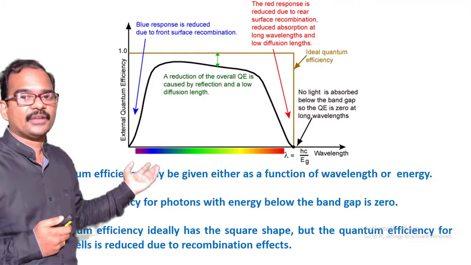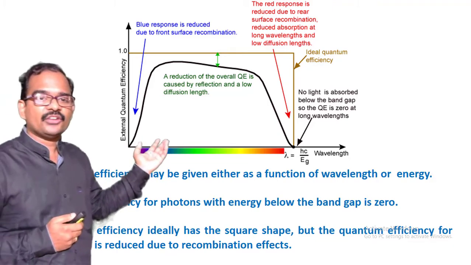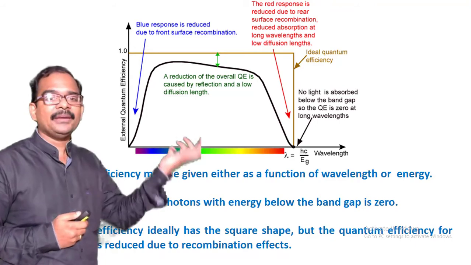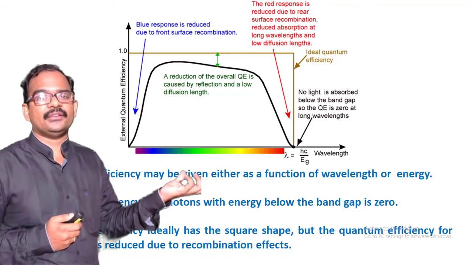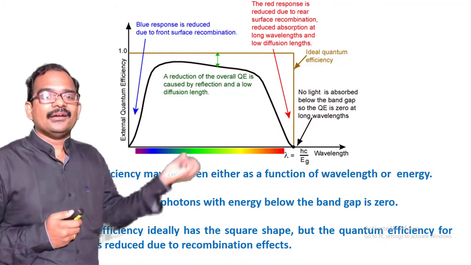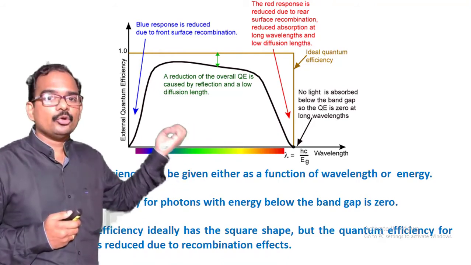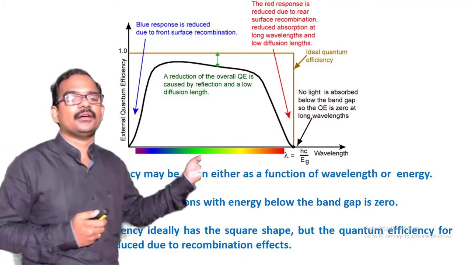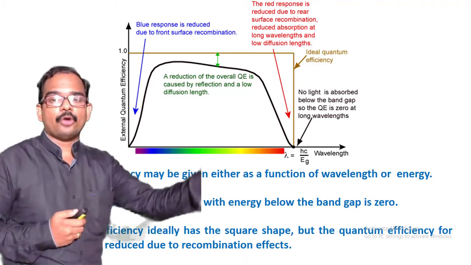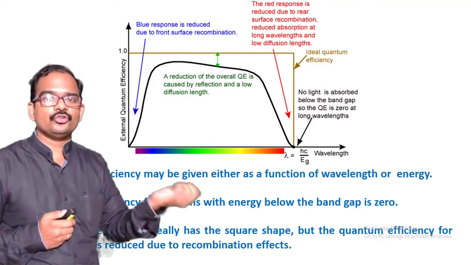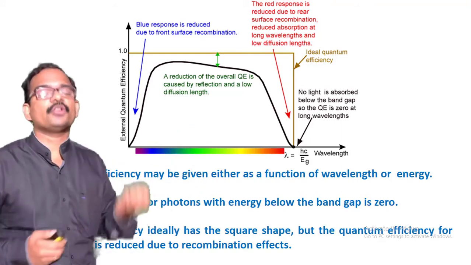So at the shorter wavelengths, the quantum efficiency is reduced because of front surface recombinations. In the middle wavelengths, that is at the green wavelengths, the quantum efficiency is reduced because of the reflections and low diffusion length of the material which is used in the solar cells. And at the longer wavelengths, the quantum efficiency got reduced due to rear surface recombinations.